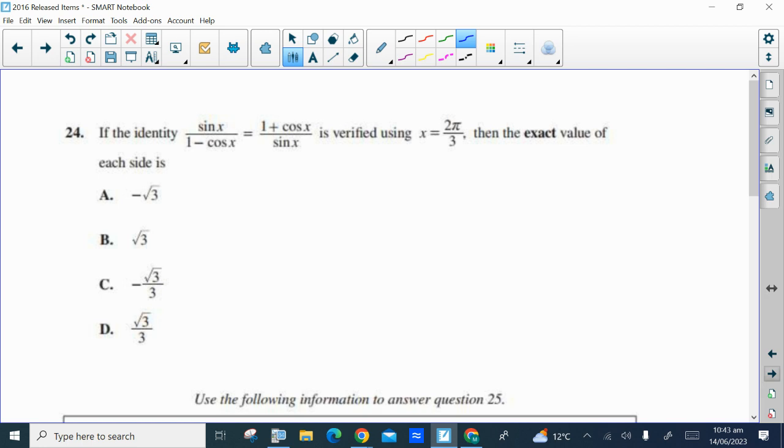That identity is verified using x equals pi on 3. Then what is the exact value of each side? So you can do it on either the left or the right. It doesn't matter. So let's just do the left side.